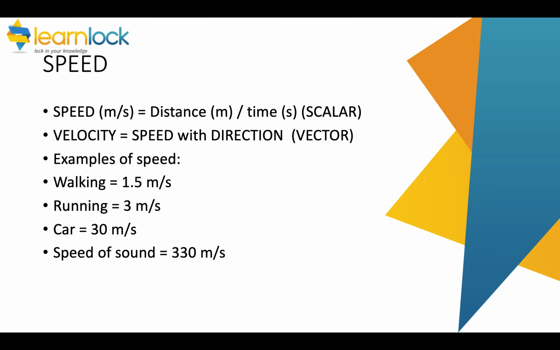Some examples of common speeds. So walking might be 1 to 1.5 meters per second, running is a faster speed, then a car, and the speed of sound, which is 330 meters per second in air.